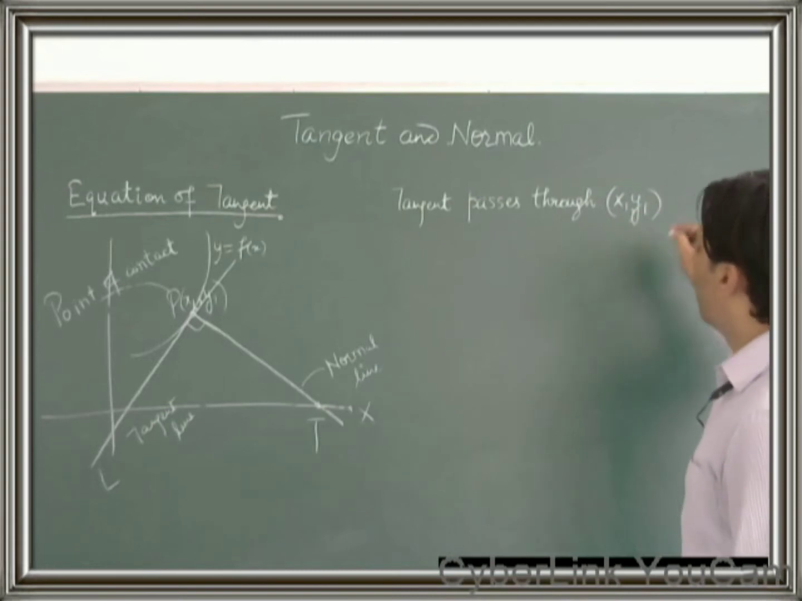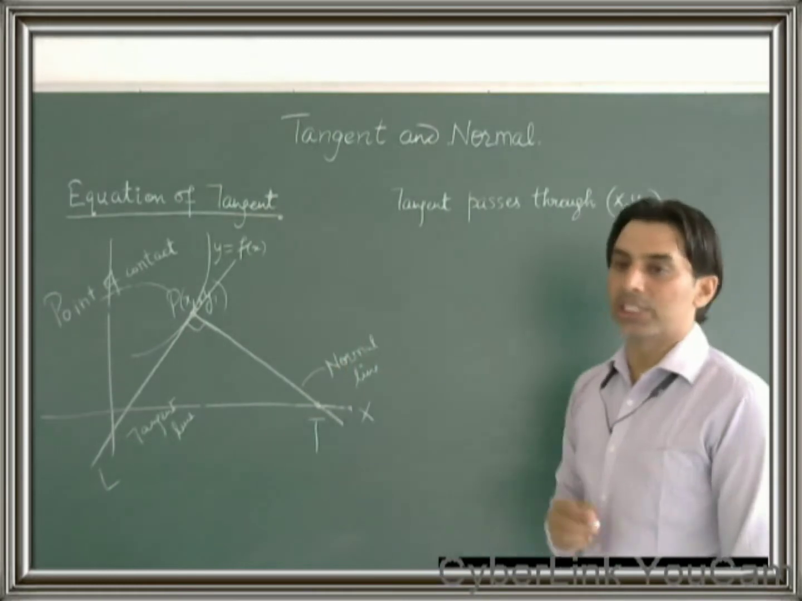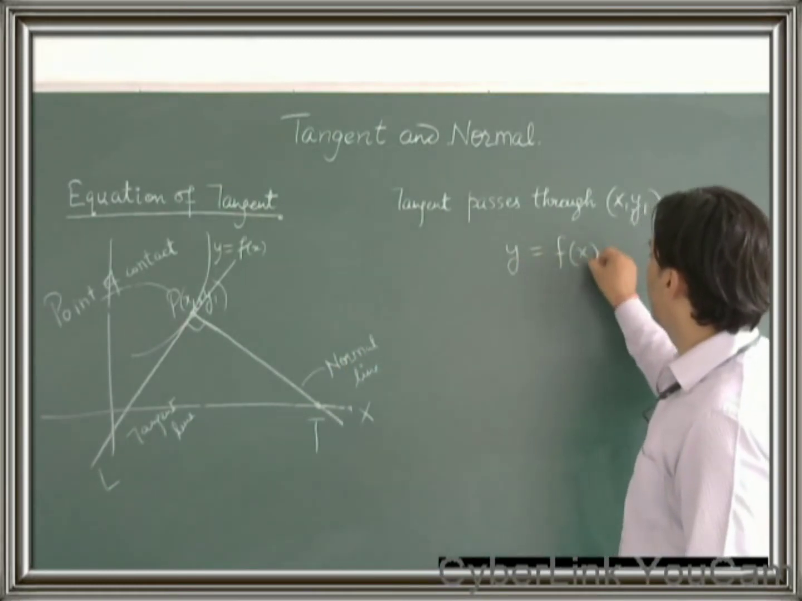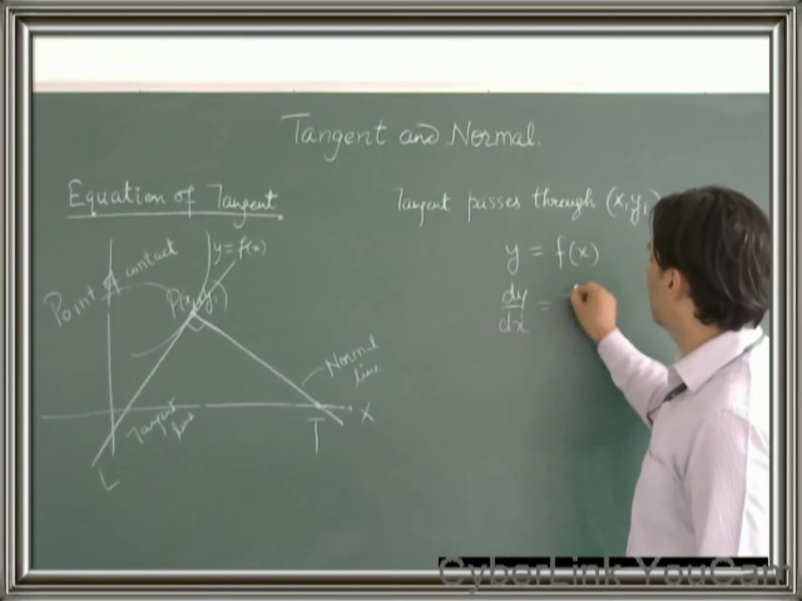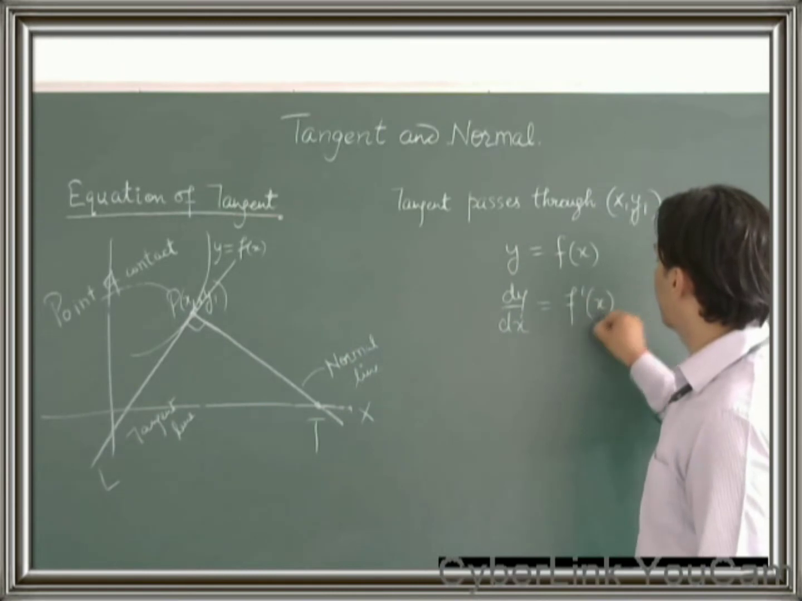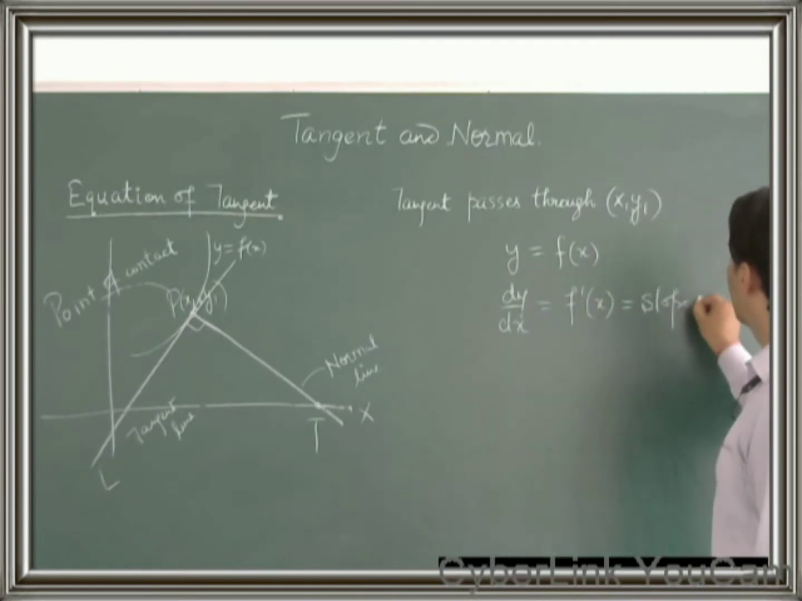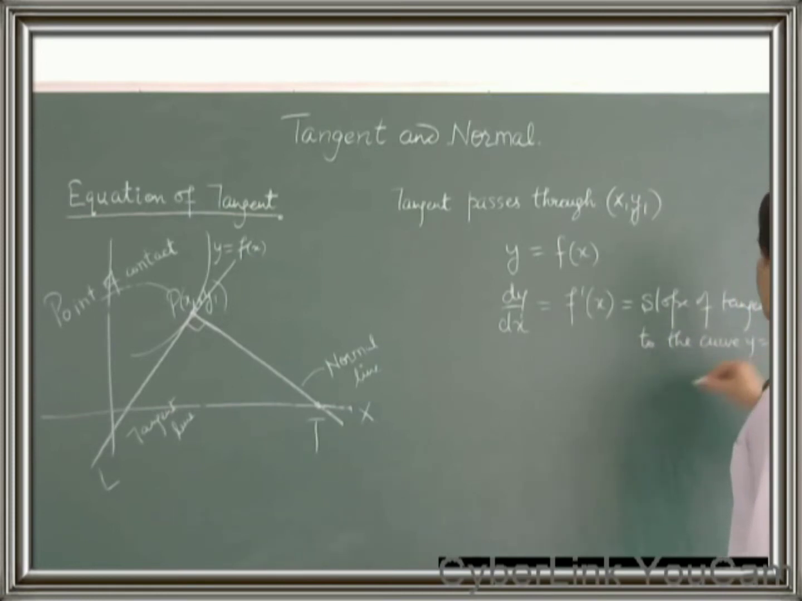Fine. Now we are interested in finding the slope of this tangent line. So y is equal to f(x) is your curve. If you differentiate it with respect to x, you will get f dash x, which is called the slope of the tangent to the curve y is equal to f(x).